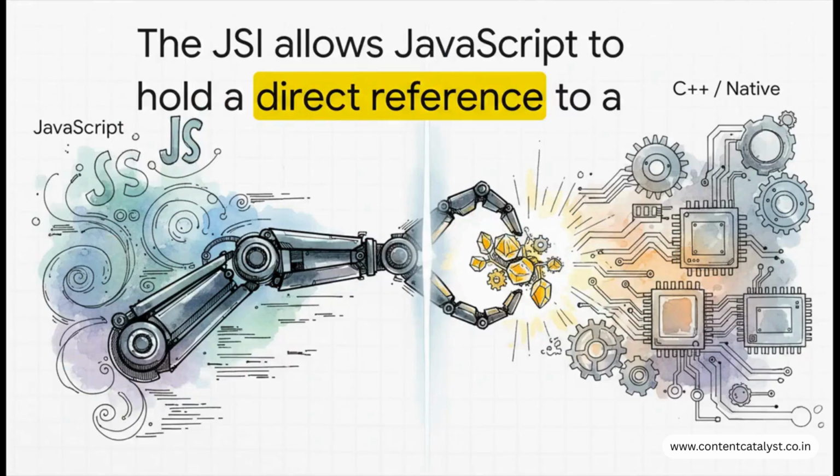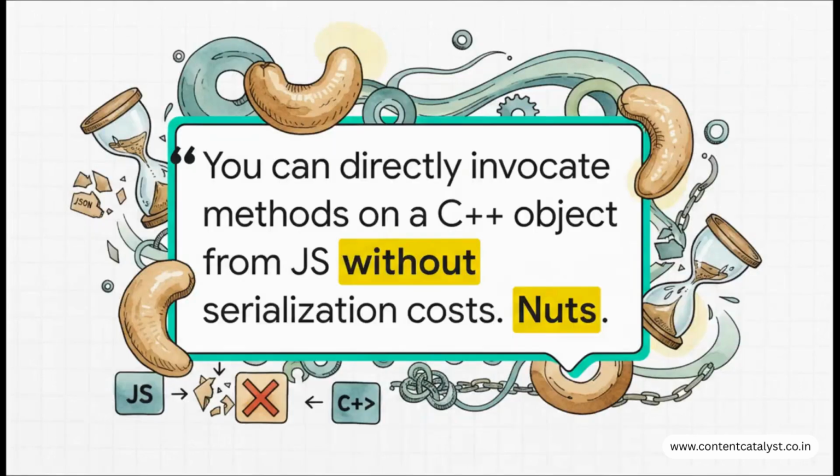And here's the magic trick, the secret sauce that makes it all possible. The JSI allows your JavaScript code to hold a direct reference, a pointer, really, to a C++ object that lives on the native side, and the other way around. This idea of a shared reference completely changes everything, because now the two worlds aren't separate anymore. And as Theo puts it, this is just nuts.